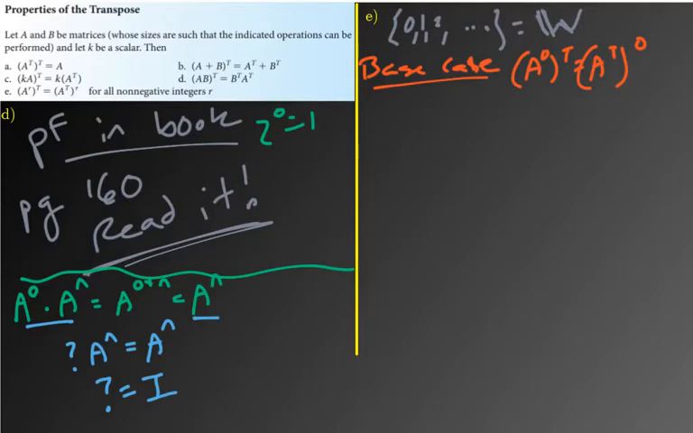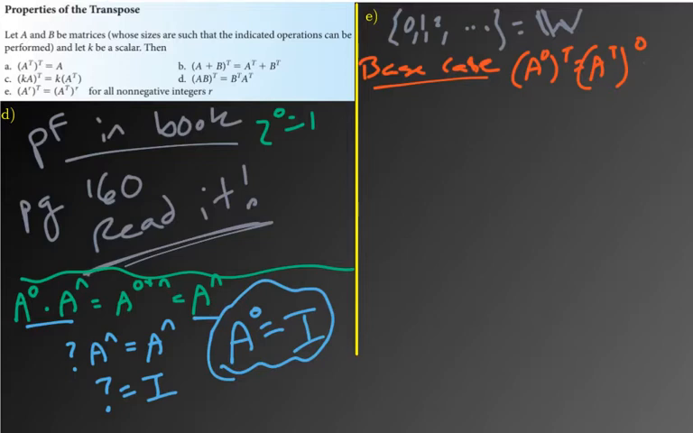So really, by convention of how matrix multiplication works, you have that A to the 0 is the identity. That is true. If you raise a matrix to that power, you get the identity.